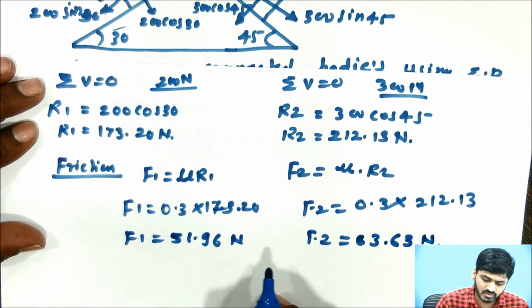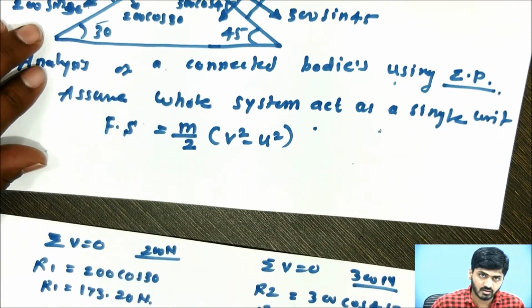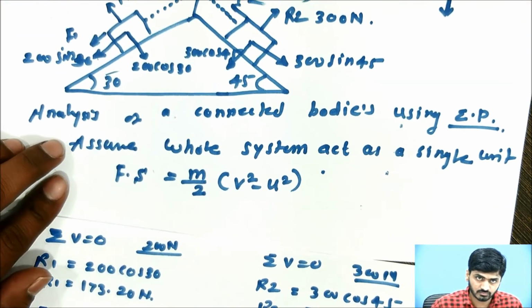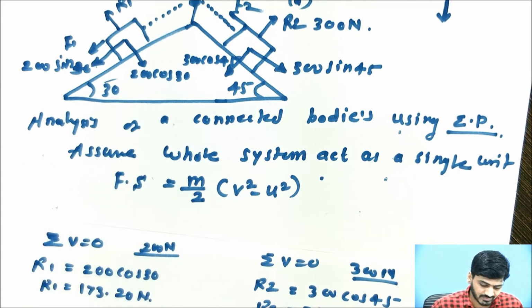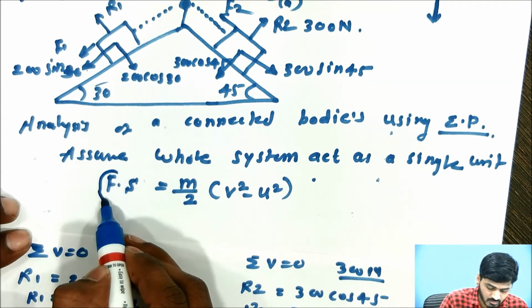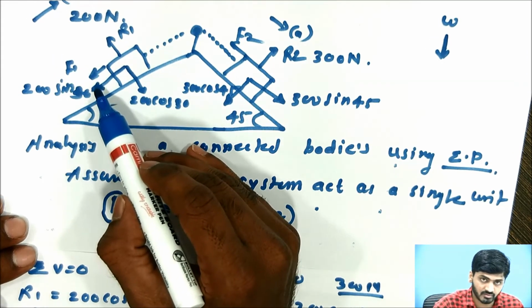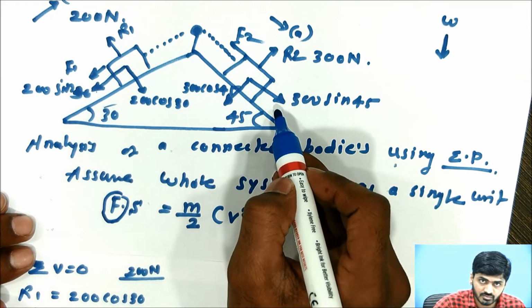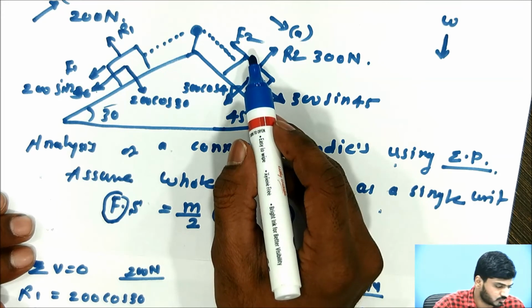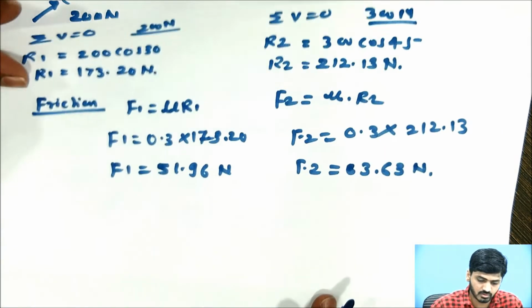Now F1, F2 is over. Our task now is to find the displacement. F is nothing but all the horizontal forces. How many horizontal forces are present? 200 sin 30, F1, 300 sin 45, F2. Four forces are present. So we are putting these values in the equation.